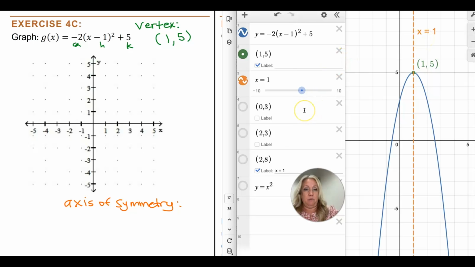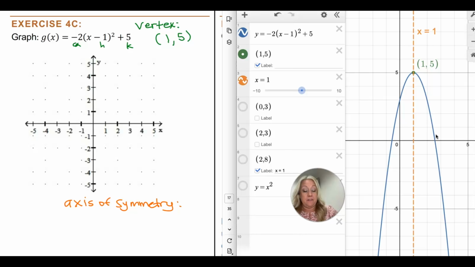Okay, but also we want to be able to find a couple of points on either side. If we look back at the equation again, we see that we have this -2 out in front. And so we've got to think to ourselves, what is that -2 doing as far as our A value? Well, the negative is telling us that it flipped it upside down, so that's why it's upside down. And the 2 is telling us that it's going to be more narrow than what we had.